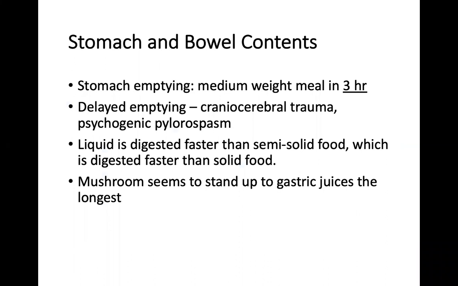We have stomach and bowel contents. Stomach emptying, medium weight meal is in 3 hours. Delayed emptying can be due to a trauma to the brain or psychogenic pylorospasm. Remember that liquid is digested faster than semi-solid food, of course, as expected, no? Digested faster than solid food. All right? And remember this one, guys, no? Mushroom seems to stand up to gastric juices the longest.